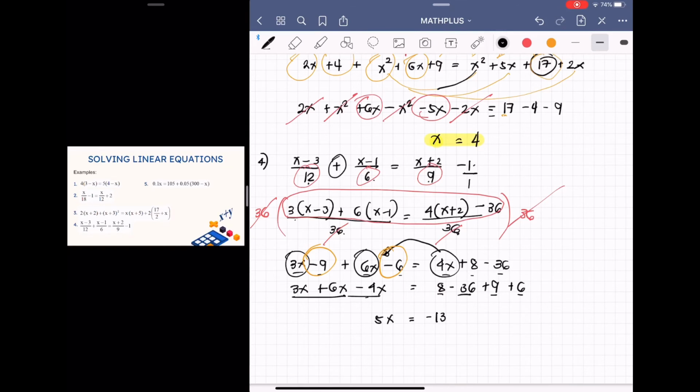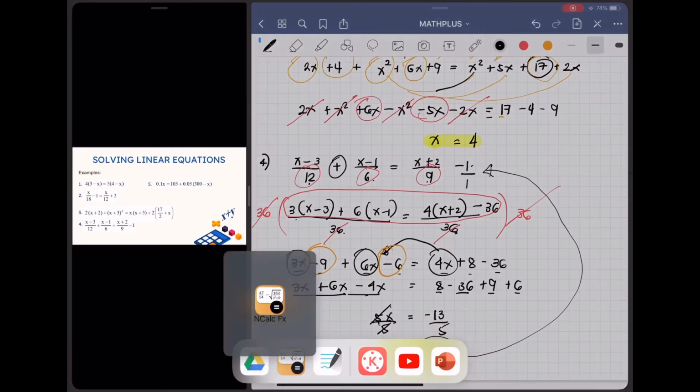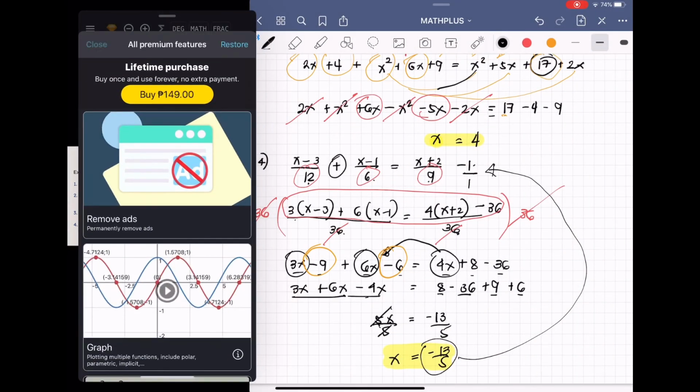And then, to solve for x, since it is multiplied by 5, I have to divide both sides by 5 to cancel this. So I'll get x equal to negative 13 over 5. How do you check your answers if you want? What you can do to check your answers is substitute your solution to the original equation. And that is by your calculator. Your calculator can help you with that.